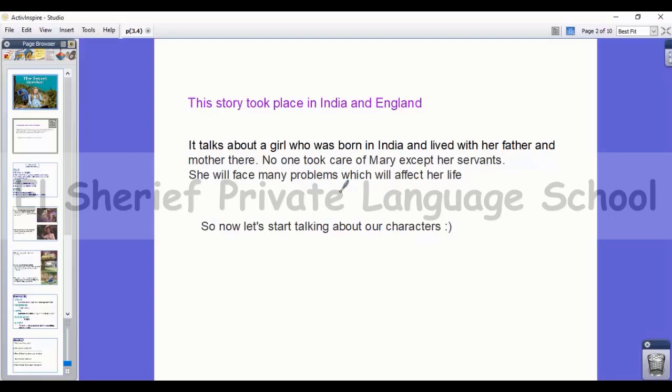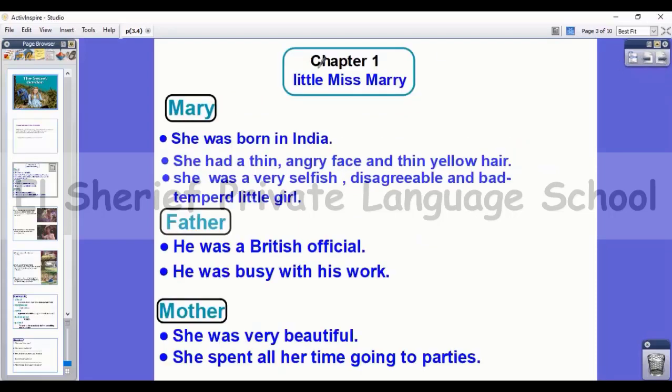So now, let's start talking about our characters. First, you can find Mary. Mary is the girl on the cover. She was born in India and she had a thin, angry face and thin yellow hair. She was a very selfish, disagreeable and bad-tempered little girl.